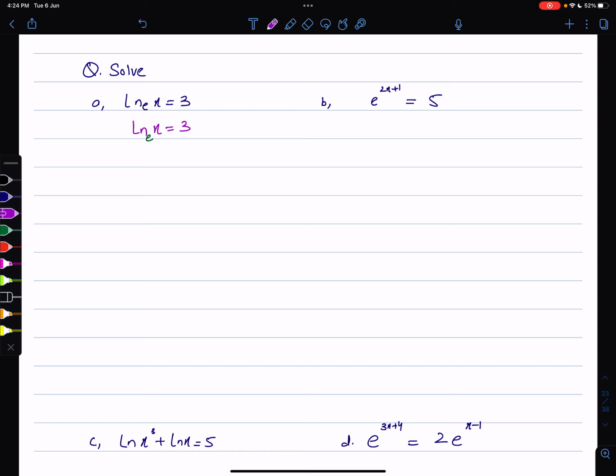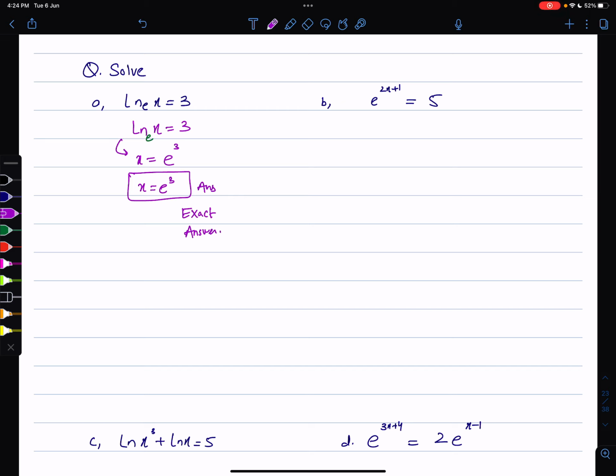Now to solve this, we are going to convert this into exponential form. So the x value is going to be equal to the base, which is e, to the power of 3. So the exact answer for x is e to the power of 3, or e cubed. That is the exact answer.